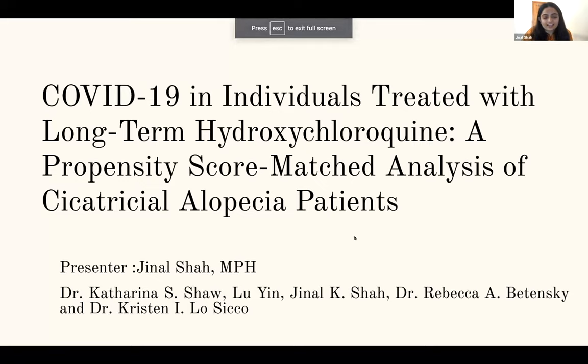So as you said, I am a graduate of NYU GPH. I graduated last year. And today I'm presenting a project that I did last summer with Dr. Batensky and a few of the investigators from NYU Langone. It's titled COVID-19 in Individuals Treated with Long-Term Hydroxychloroquine, a propensity score matched analysis of cicatricial alopecia patients.